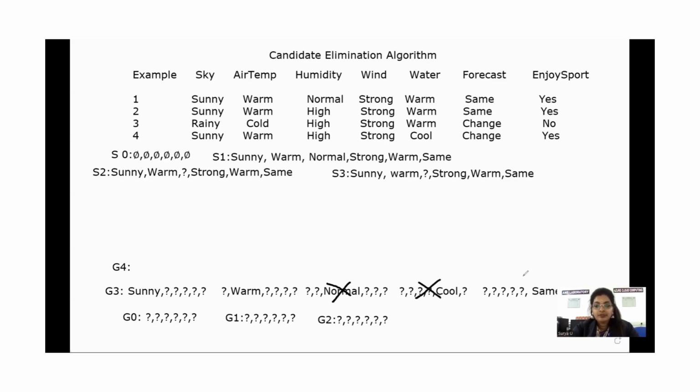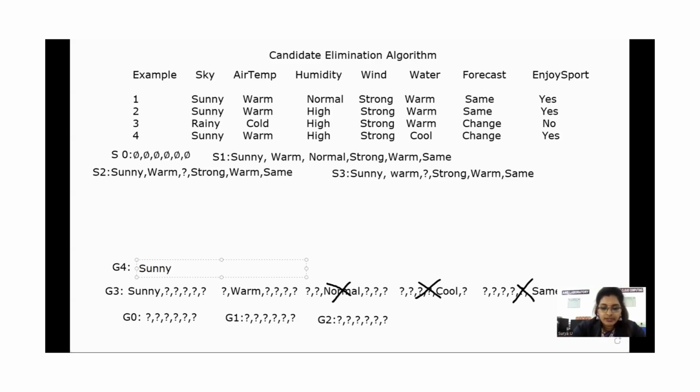Okay. Again, for the next one, same. Again, for the same, you just check for the first one, it is correct. Second one also correct. Third one also correct. But in the fourth one, they have mentioned as change, but they have mentioned, again, they mentioned as a yes value, which means this is also wrong. So what I have to do, you have to eliminate this value as well. Okay. So what are the two things we have remaining? We have only sunny and we have the another one is warm. Yes. So just write these two things in your G4.